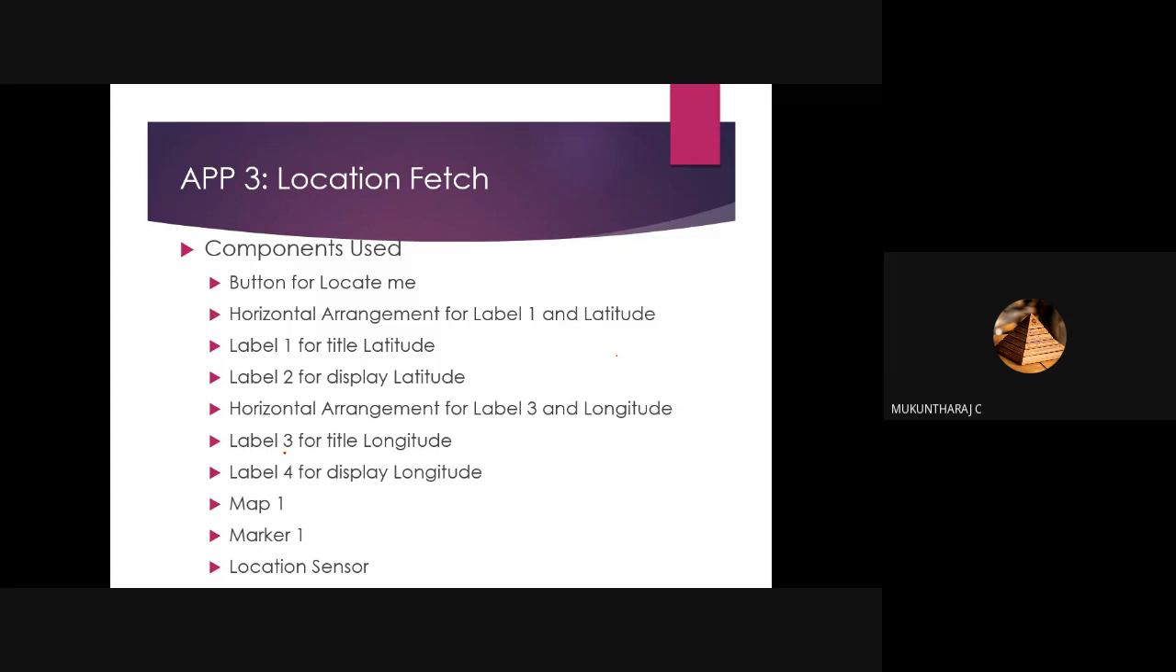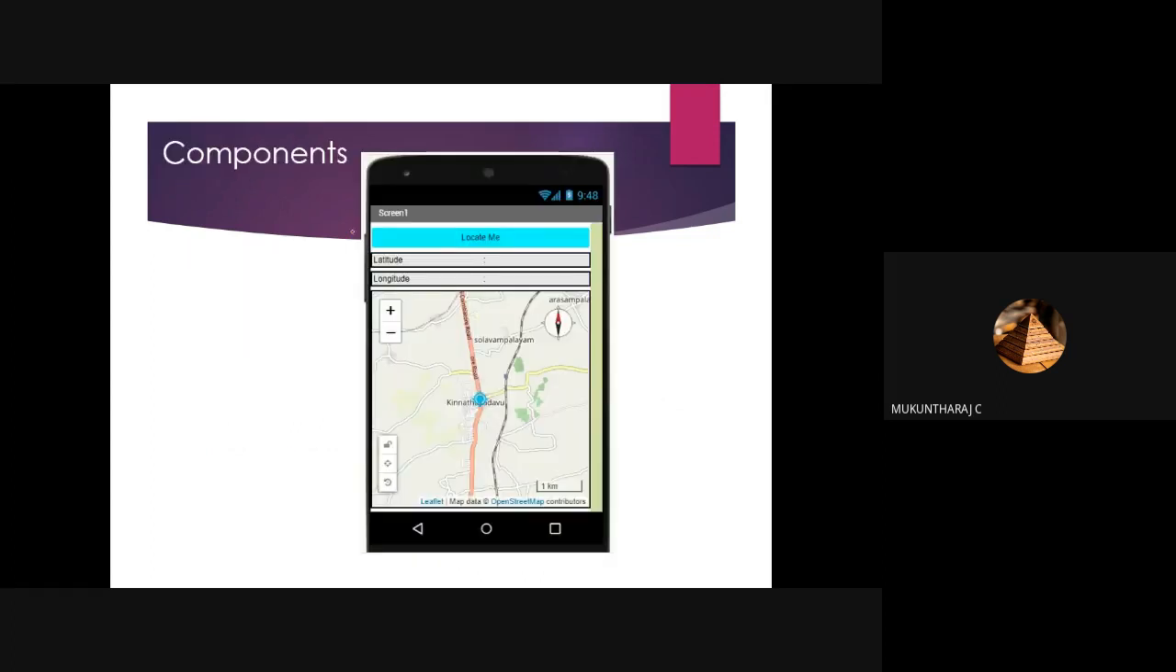Now the next thing: this is the screen, Locate Me, as I have shown you previously. This is the button, Locate Me. Then latitude, longitude. See here, these two things are horizontal arrangements. The first horizontal arrangement is for showing latitude. So this is label 1. Up to this, you will have your label 1.